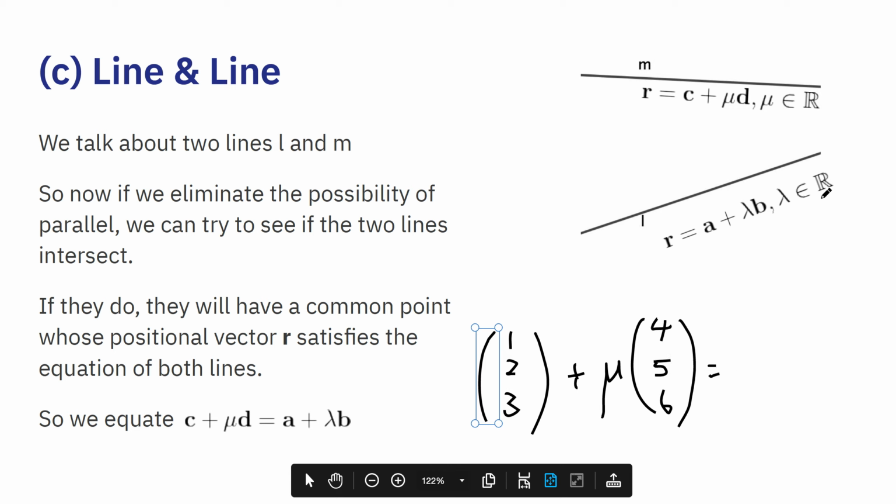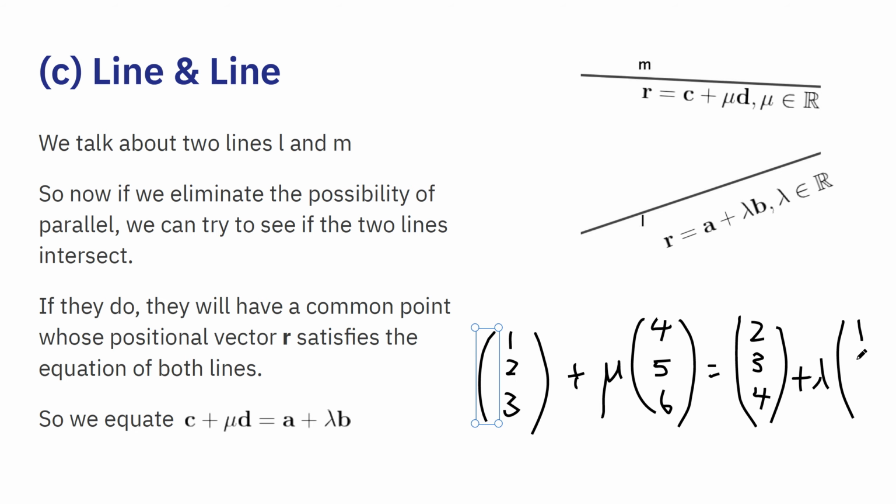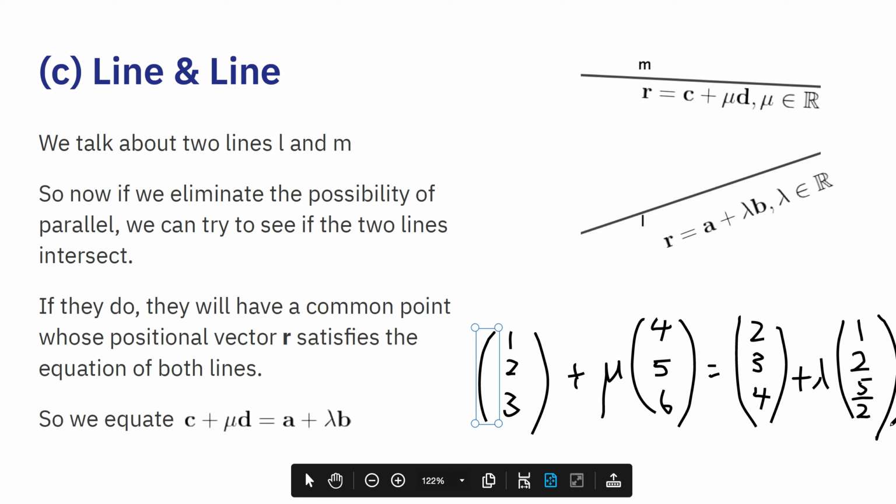Okay, and let's say our A over here is, say, 2, 3, and 4. And our lambda here is 1, say 2, and maybe 5 over 2. Okay? So now we equate these lines together, and we want to see if they intersect. So we want to see if we can find values of mu and lambda that satisfies this entire relation.